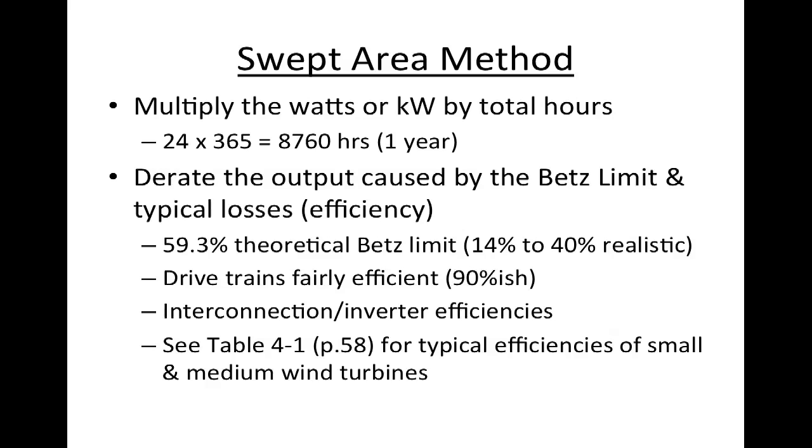Some of the reasons for the inefficiencies, in addition to the theoretical Betz limit, is the efficiency of the equipment. Is there a drivetrain? Is there a gearbox? Are there resistance issues associated with bearings and so forth? What about electrical inefficiencies? So again, we already looked at page 58 at the efficiencies of the small turbines.